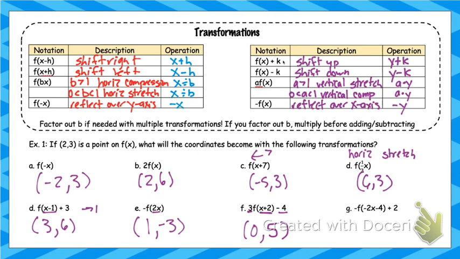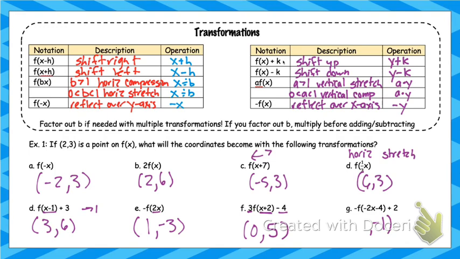For G, let's go ahead and do the y-coordinate because we just talked about that. I'm going to follow PEMDAS order. So I'm going to multiply by negative 1, and then I'm going to add 2. So I take my y-coordinate, it becomes negative 3. Negative 3 plus 2 becomes negative 1. And that's my y-coordinate. The x-coordinate on this one's a little bit trickier.